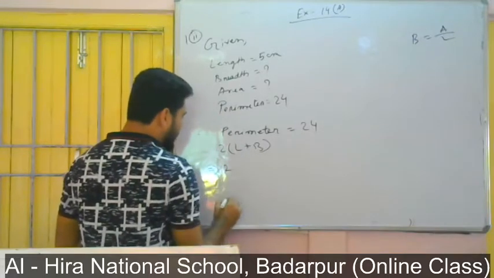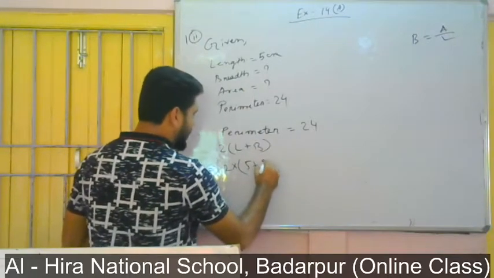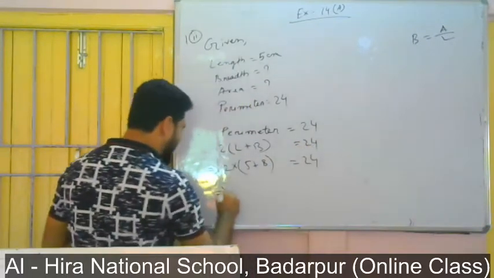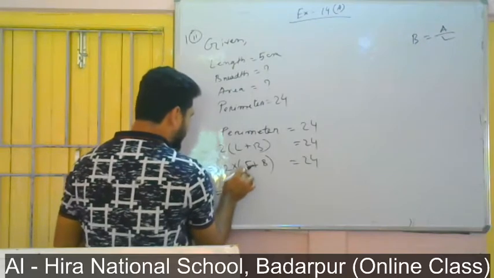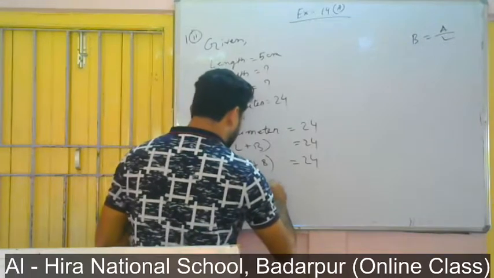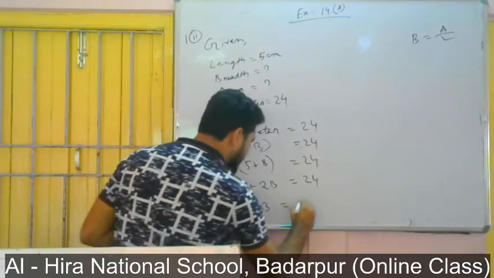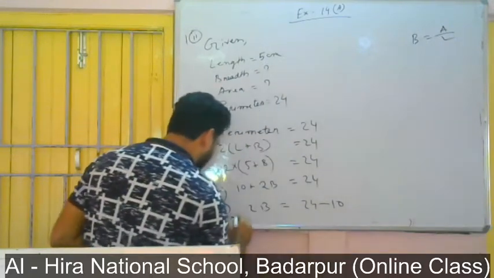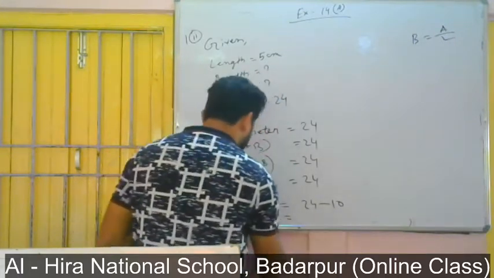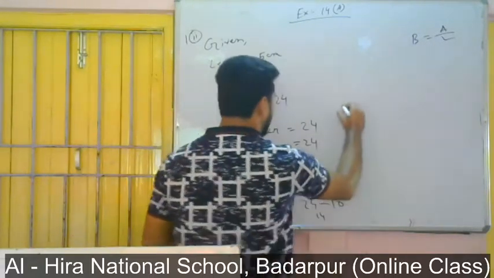So you write 2 into, in place of L I can write 5. In place of B you have to find B, so you will keep B. Equals 24. Now you can find breadth. That means 2 into 5, 10, plus 2 into B, 2B equals 24. So 2B equals 24 minus 10, which means 14. Then after that you write here.